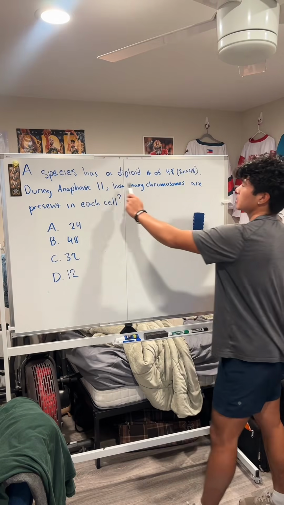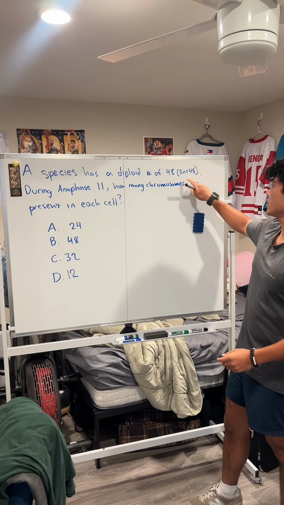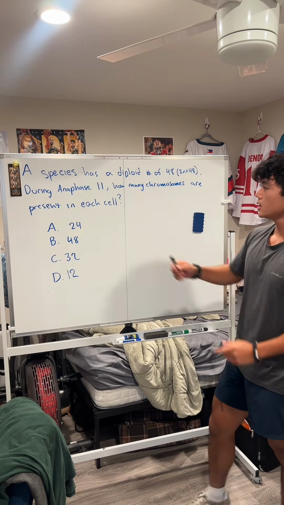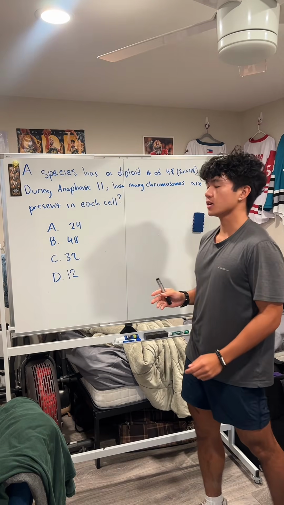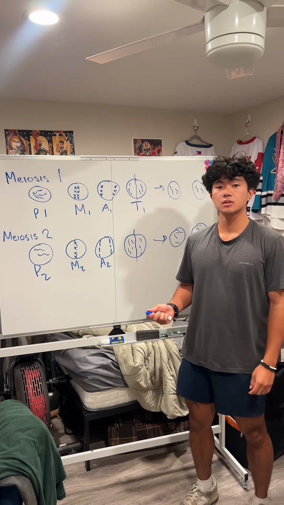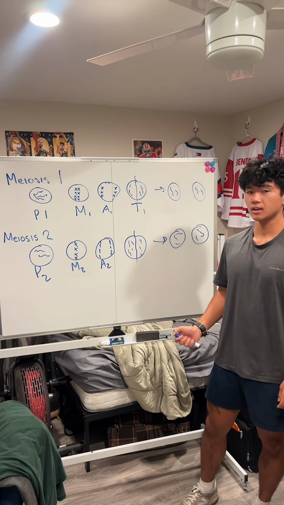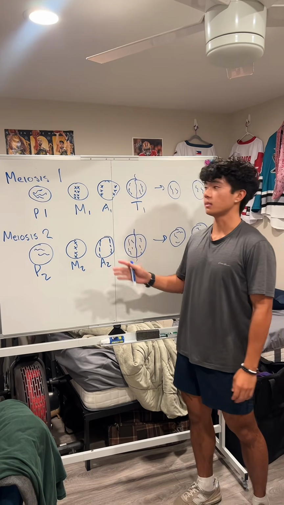A species has a diploid number of 48, also known as 2n equals 48. During anaphase 2, how many chromosomes are present in each cell? So seeing that we have an anaphase 2, mitosis does not have a second anaphase, so that means that we have to be in meiosis.